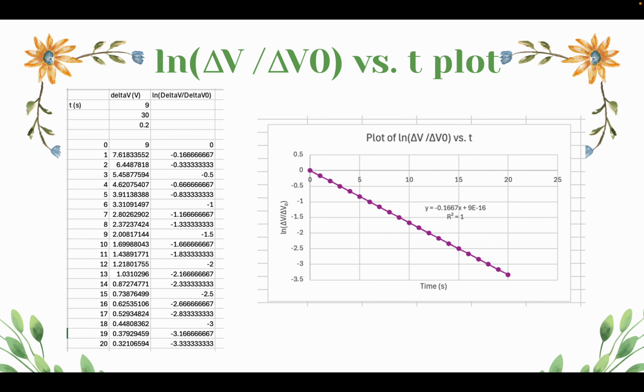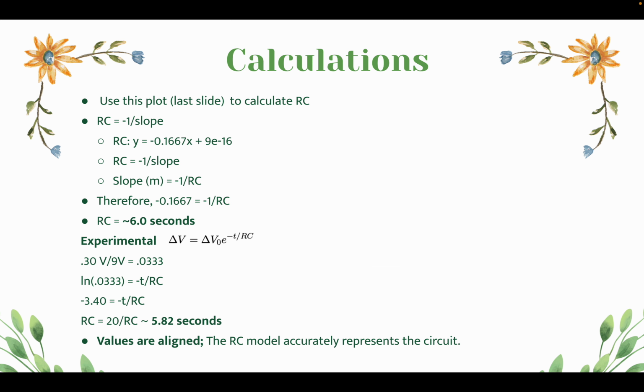Here's my plot, and on the left is what I used to create my graph on the right, and Excel was able to give me a helpful equation that I used on this slide. From Excel, my RC is equal to 6 seconds, but when I plug in my experimental data, I get 5.82 seconds. So the values are pretty much aligned, and the RC model accurately represents the circuit, but there's some human error with why those values aren't the same.